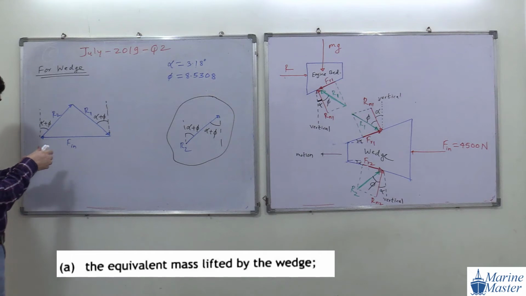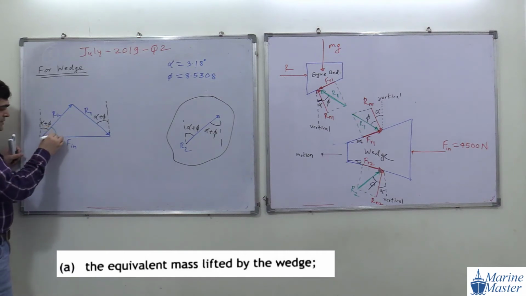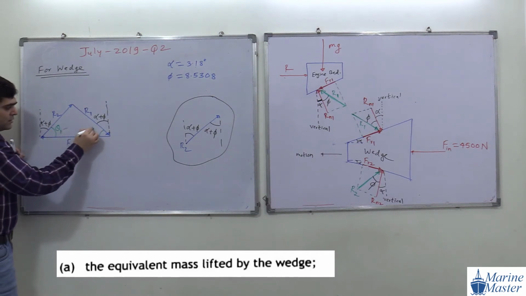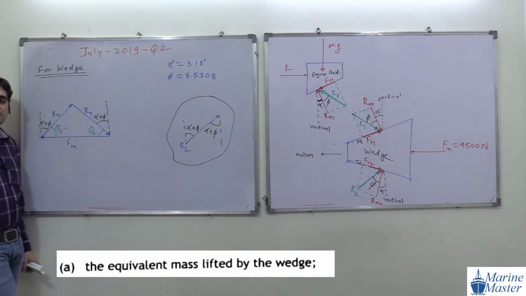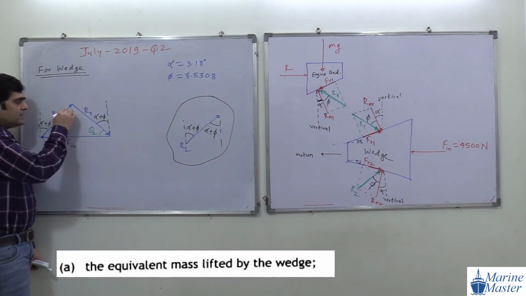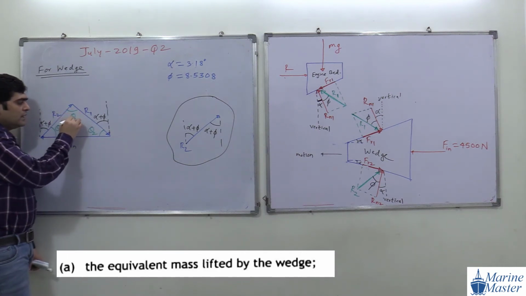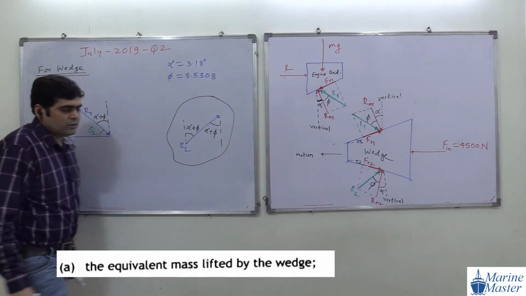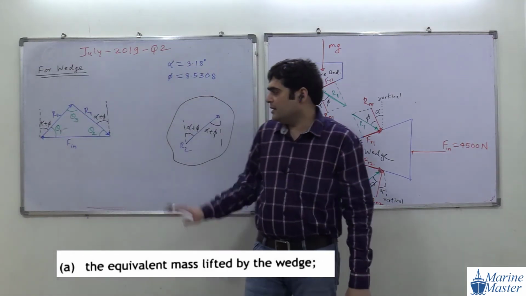Now what we are going to do is assume this angle as theta 1, this angle as theta 2. Is it visible to everyone properly? Then this angle is theta 3. Any doubt in this discussion, guys?